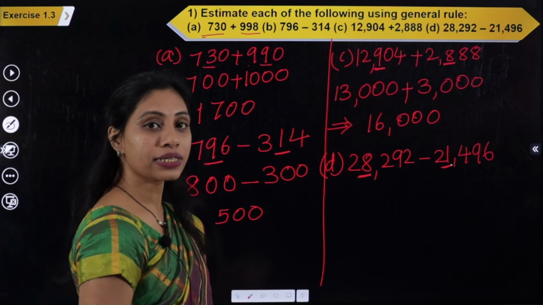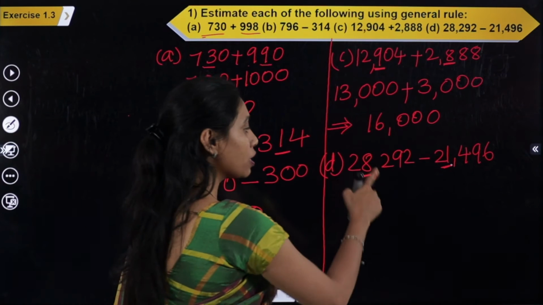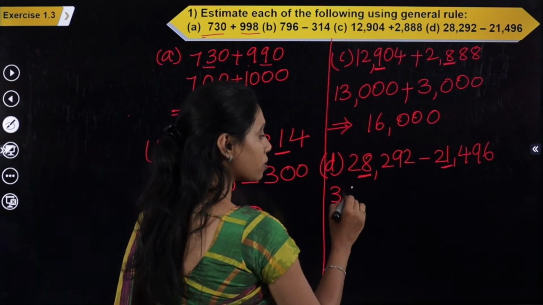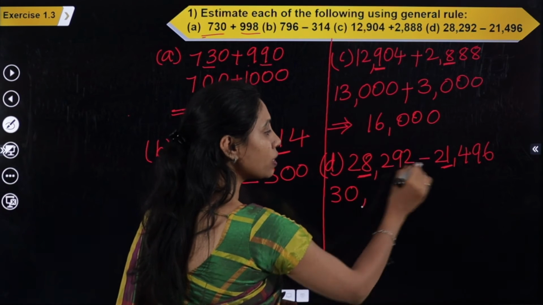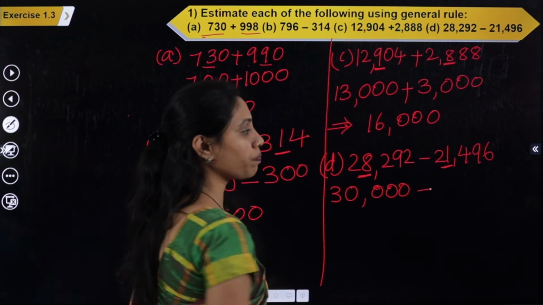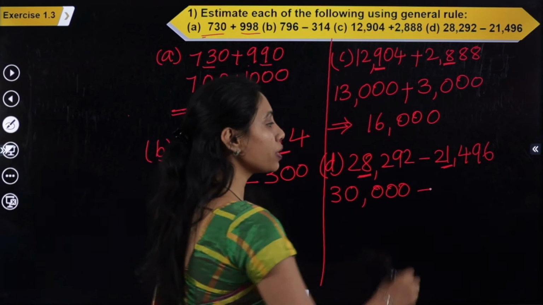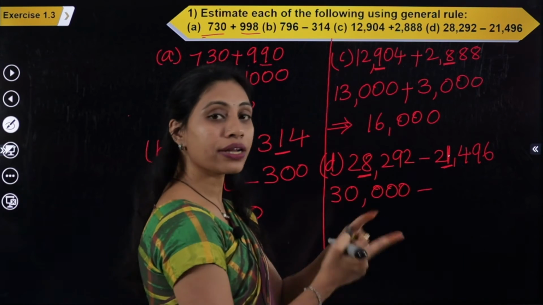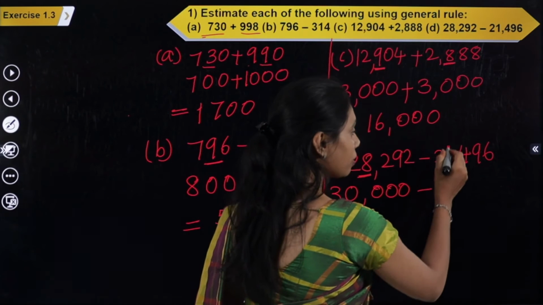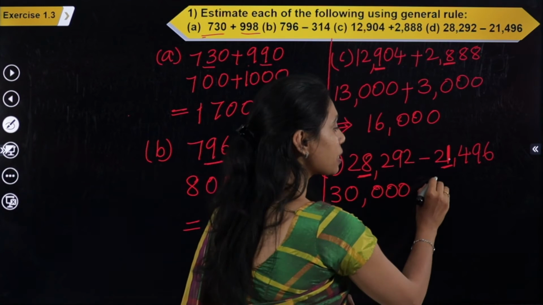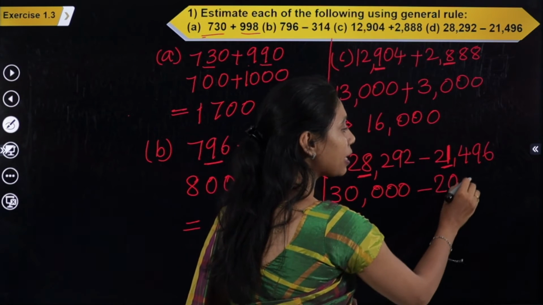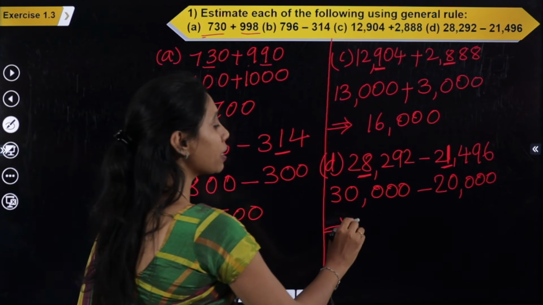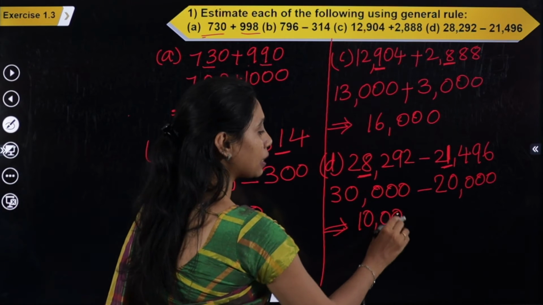In the first number, 8 is the underlined digit, which is greater than 5. So let us add 1 to the left side of the underlined digit. 2 plus 1 is 3, and including the underlined digit towards its right we will mark it as 0. Same thing we are going to do here. 1 is the underlined digit. So 1 is less than 5. We will write whatever is present to the left of the underlined digit as it is, and including the underlined digit towards its right everything will be marked as 0. Now, 30,000 minus 20,000 gives us 10,000.